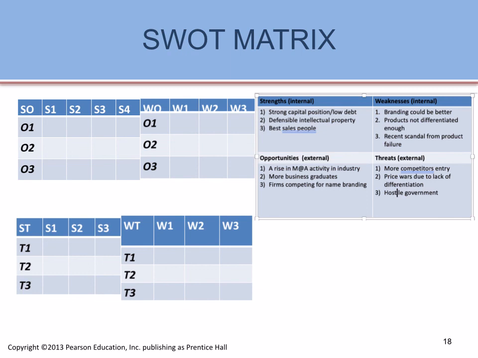Therefore, WT strategy would be spin off or sell businesses that don't work or have failed, so that you can at least maintain the efficiency and better compete with your rivals.